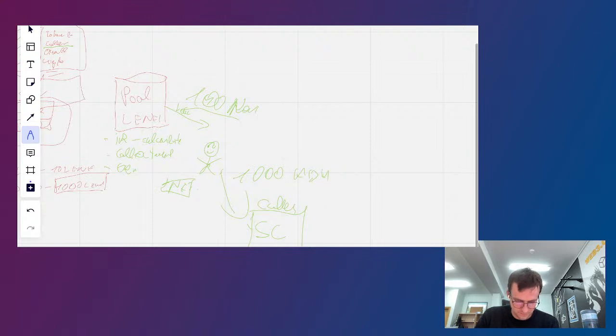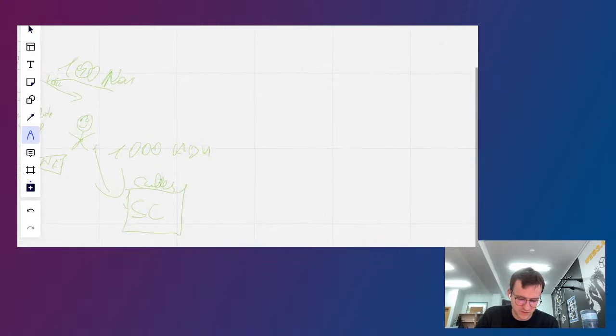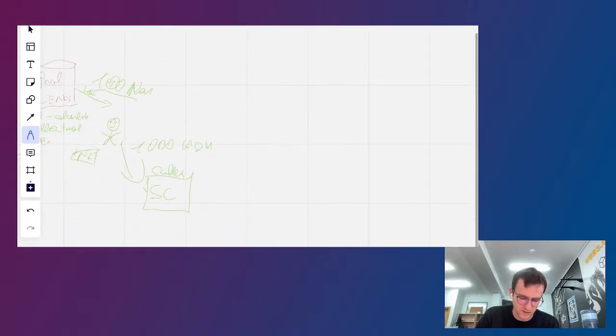So in this case, the borrower has the loan, and after some time they decide, there are two ways. One way is to repay. The other path is to get liquidated.